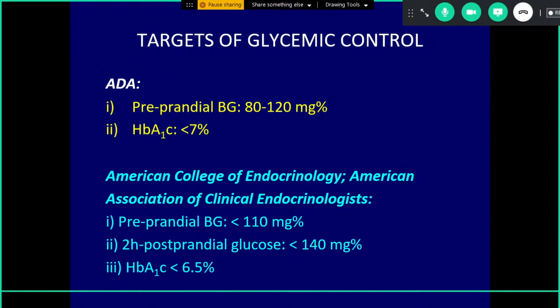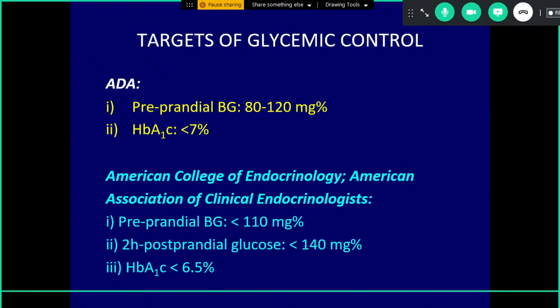From another, it's a little bit tighter: a pre-prandial or fasting less than 110, and a 2-hour post meal. This is not a GTT, so you don't do GTTs on follow-up. GTT is only used for diagnosis. Follow-up is based on a post-meal value, and some people will say 120 to 160, some people will say less than 140. And this particular advisory says a target A1C of less than 6.5%, which for a lot of people may be a bit too tight because it may also end up exposing them to a risk of hypoglycemia.